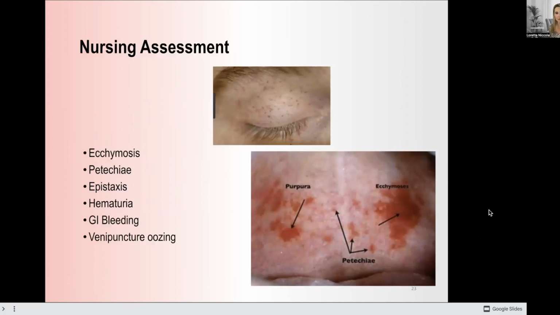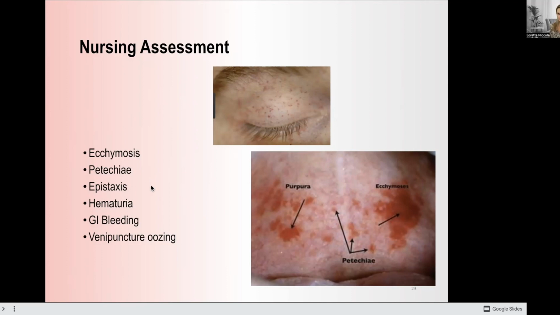Okay, and here are some pictures of what you might see on the skin assessment of somebody who has internal bleeding going on. We have ecchymosis here, like bruising. They're patchy areas of redness. Petechiae are the small pinpoint dots, and then purpura are these smaller patchy areas. You see petechiae here on mom, or on the eyelid, rather, and petechiae could be anywhere on the body.